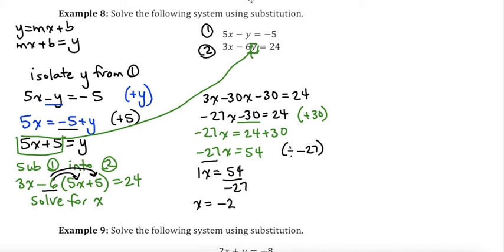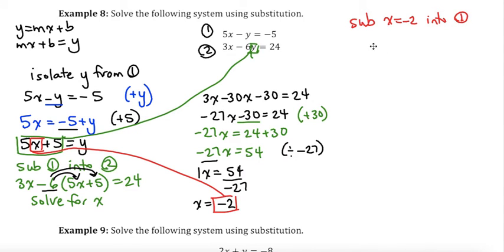Now that I have a value for x, I'm going to take this value of x and substitute it back into that equation that I rearranged for y. So I'm taking this negative 2 and I'm putting it into this x right there. So I'm subbing x equals negative 2 into, this was equation number 1 that I just rearranged. So I can either put y equals first or 5x plus 5 first. I'm going to go ahead and put y equals first. So y equals 5x plus 5. So instead of my x, I'm putting negative 2 in its place.